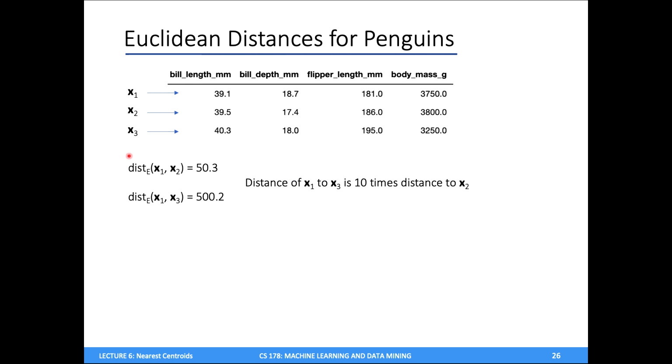So let's look at an example in our penguin data set. Let's say we look at the first 3 examples in our data set. So we've got 3 penguins, x1, x2, and x3. The distance between x1 and x2 is about 50, and the distance between x1 and x3 is about 500. So here I'm using the Euclidean distance. And if you'd like to double check that you really understand what those distance formulas are doing, you can go ahead and compute these numbers on your own, and hopefully, if I didn't make a mistake, you'll get the numbers I have listed here. And I'll point out here that the distance between x1 and x3 is about 10 times the distance between x1 and x2.